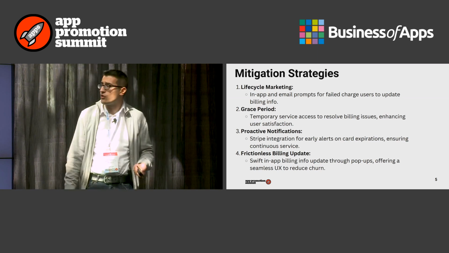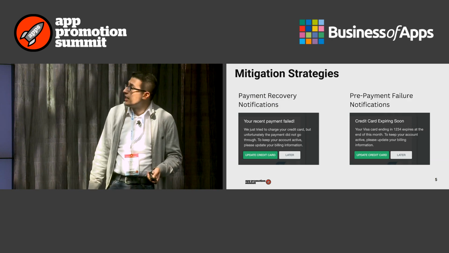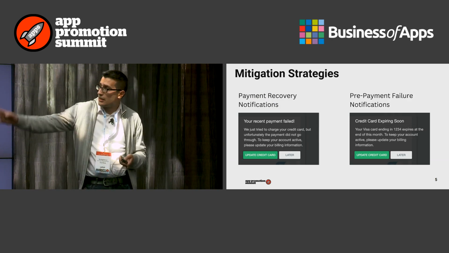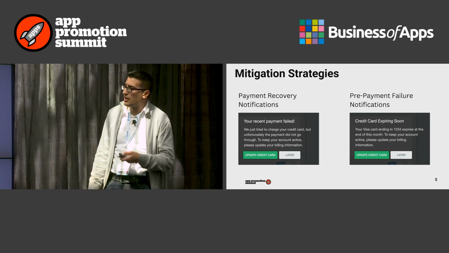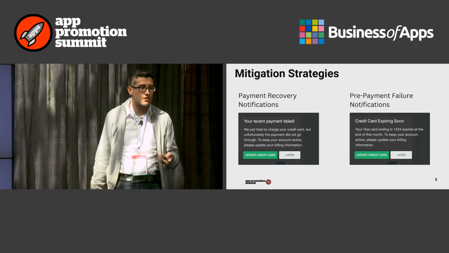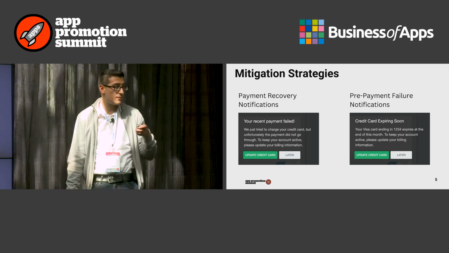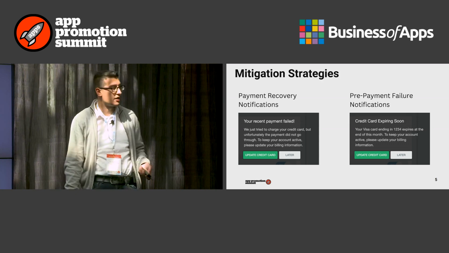And in the following slides, I'm going to show you some examples that we did and it worked. The first one is this. The first screenshot you can see is one of the examples from our CRM, where we send these notification pop-ups to users when they open the app or web product, saying we failed to charge, please click and update your credit card details.